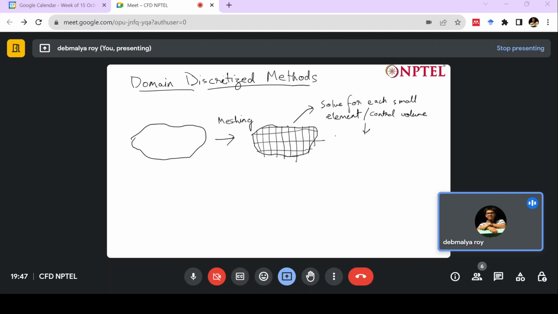Then prepare a global set of equations from here, and then solve, and then find the global approximate solution, or whatever you are looking for basically.